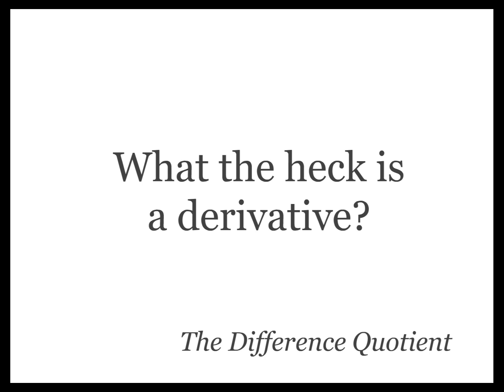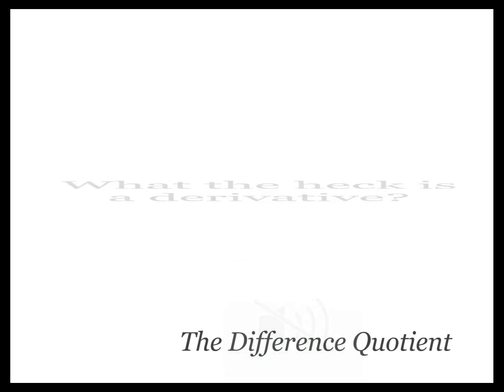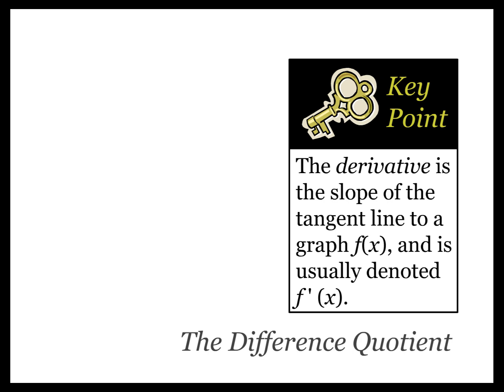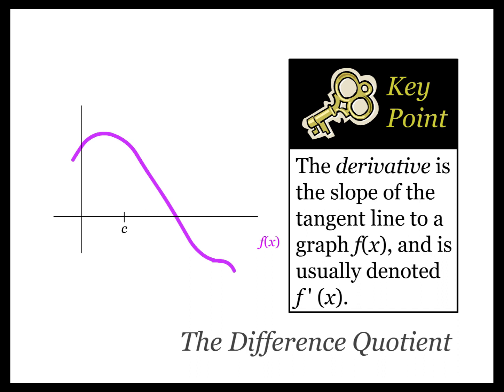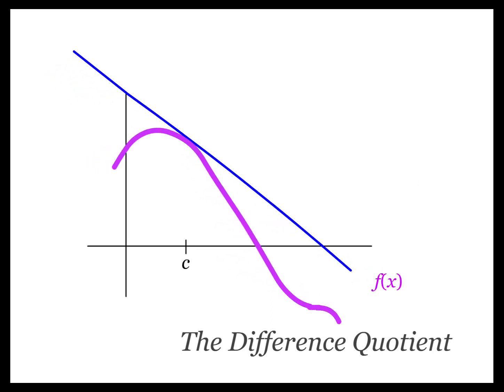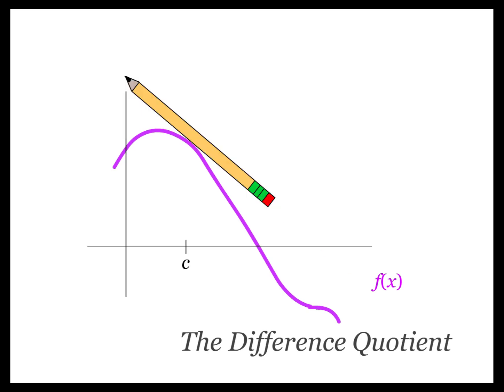Before we get started, we need to answer one question. What is a derivative? Well, in calculus, the derivative is the slope of the tangent line to a graph. For instance, here's a graph, f of x, the point C that I've noted. The tangent to f at x equals c would look like this. In essence, a tangent line is just a line that touches the graph once at that point, sort of like a pencil resting there.